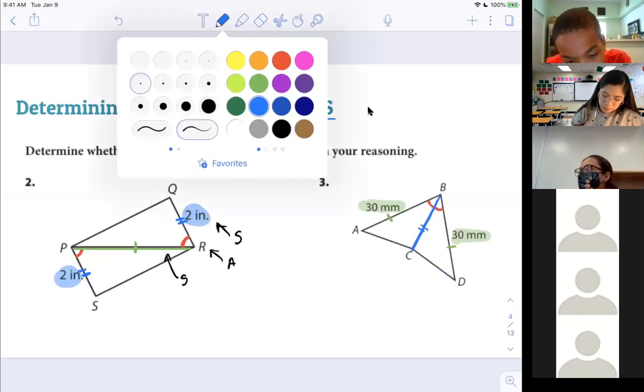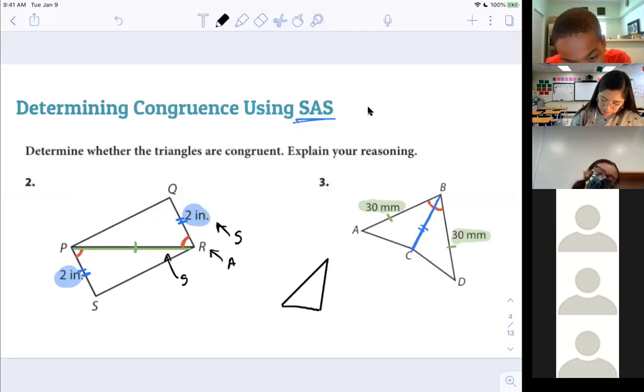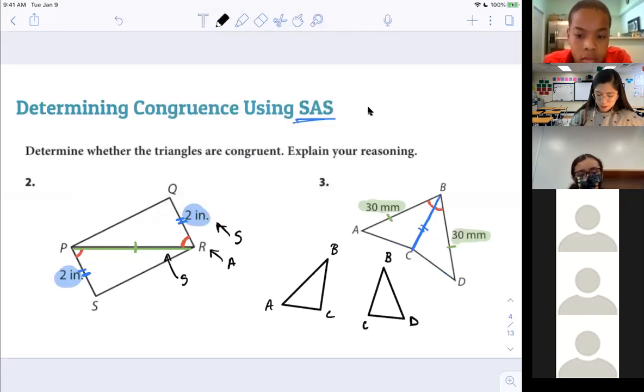And one thing I want to do is, I have two triangles here. I'm going to separate them for a second, just to show you something. So pretend I separated them, I took them apart. And I had A, B, C. And then the other one would be D, B, C. Okay, so I'm splitting them apart.